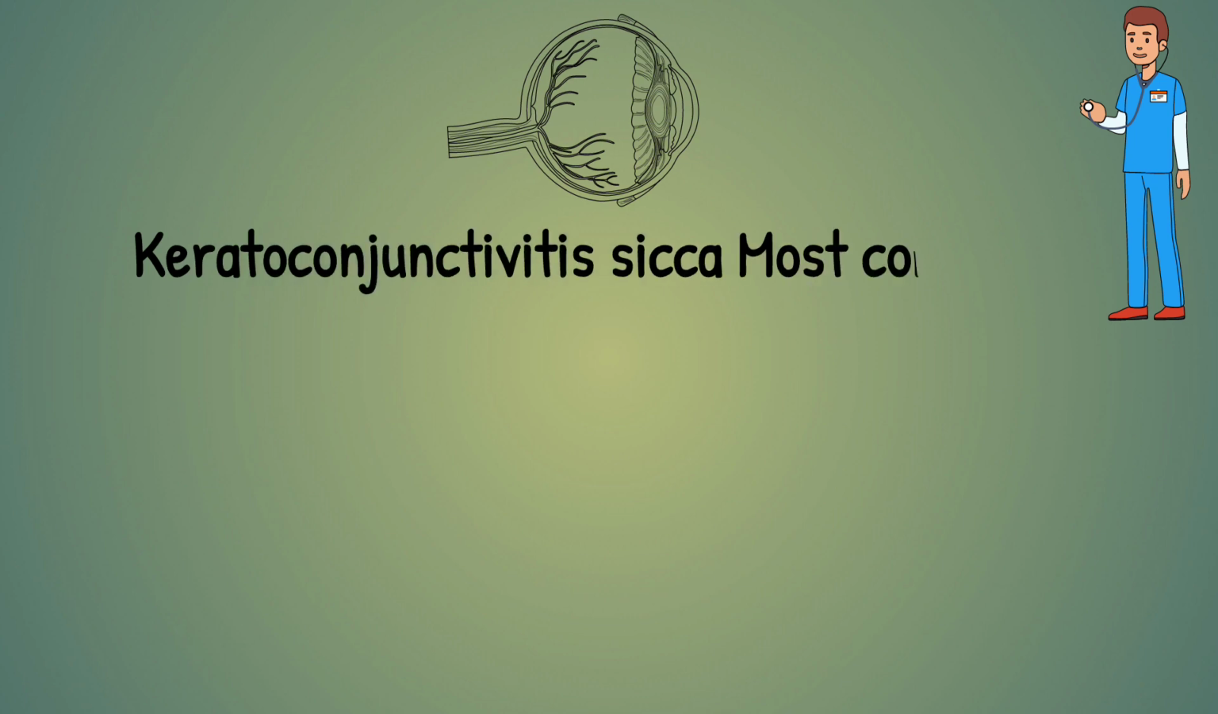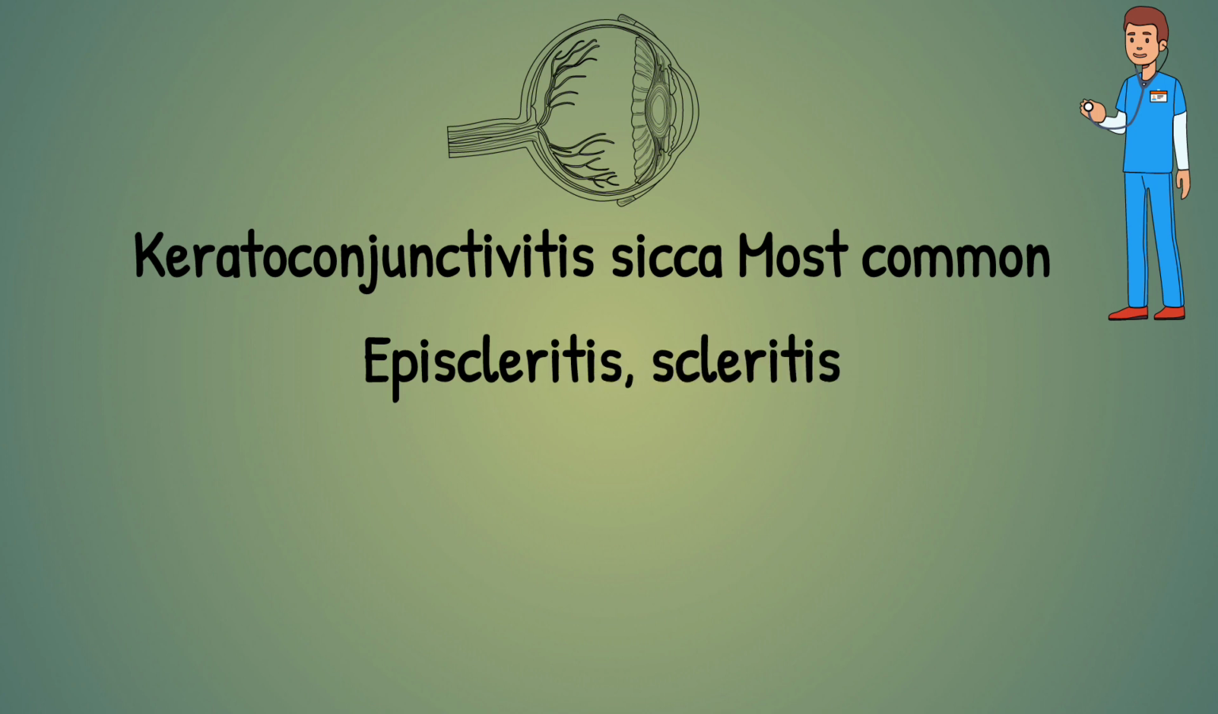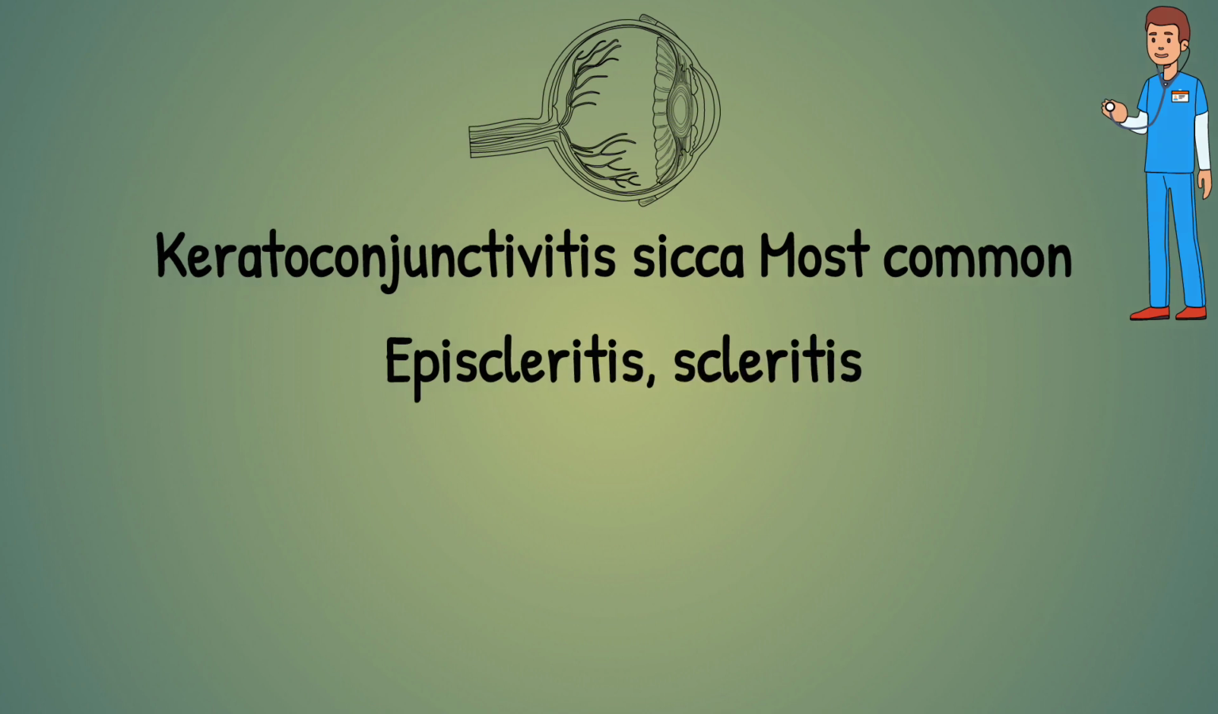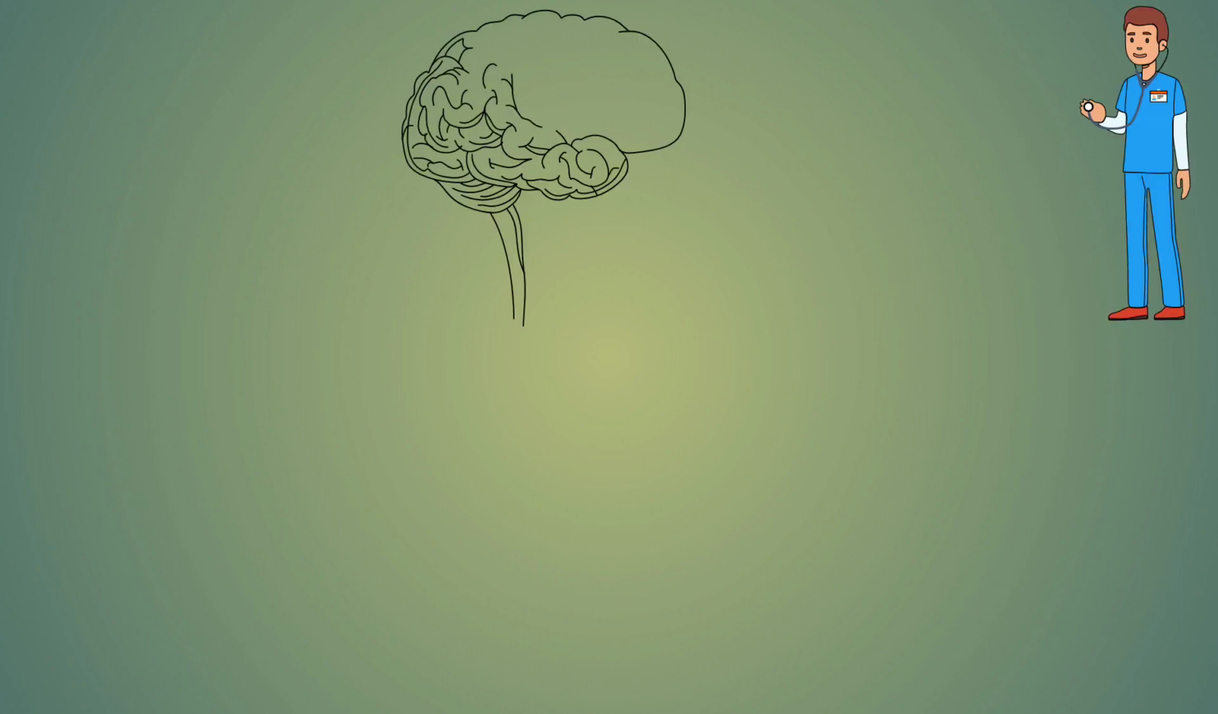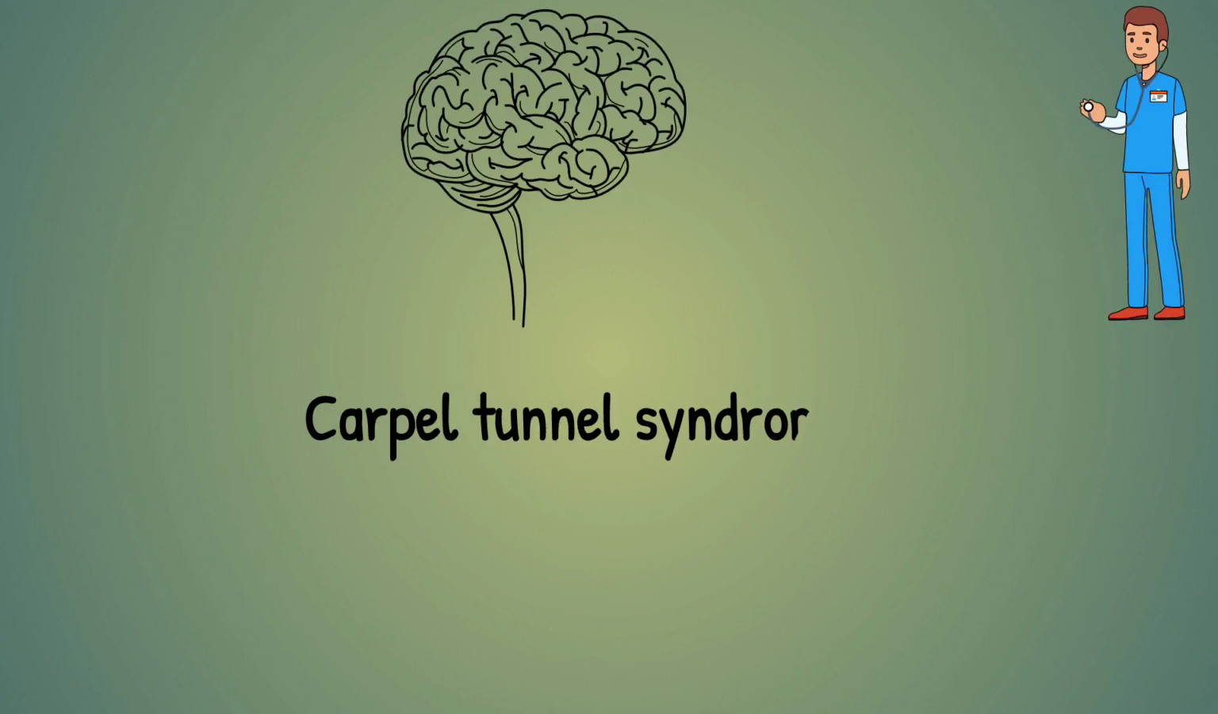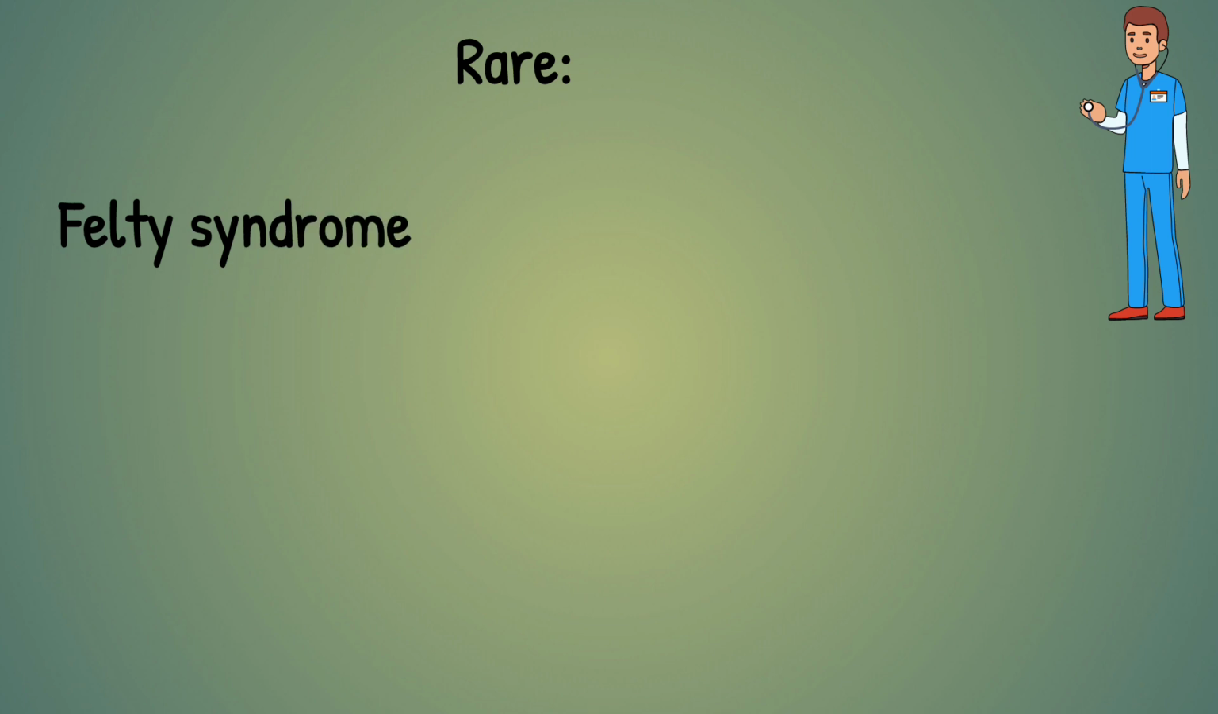Ocular manifestation: keratoconjunctivitis sicca is the most common manifestation. There can be episcleritis and scleritis. Episcleritis is painless and scleritis is painful redness. The neurological manifestation is carpal tunnel syndrome. There are rare manifestations which include Felty syndrome, which is splenomegaly, rheumatoid arthritis, and neutropenia. Amyloidosis can be caused by it, and autoimmune hemolytic anemia can also be caused by it.